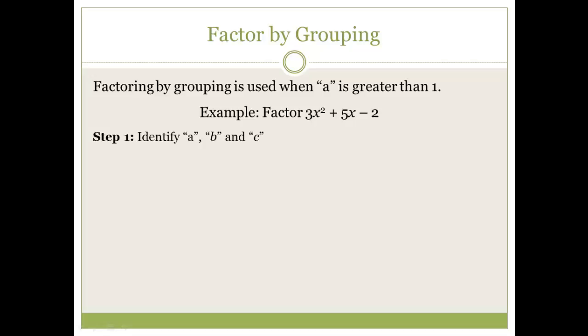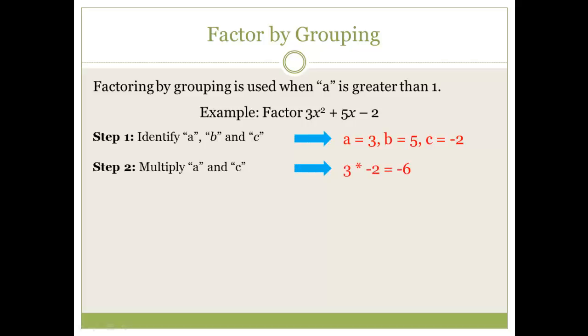Step 1, using the standard form, identify a, b, and c. A is 3, b is 5, and c is -2. Multiply a and c. 3 times -2 equals -6. Now, find two numbers that when multiplied together equal -6, but when added equal b or 5.